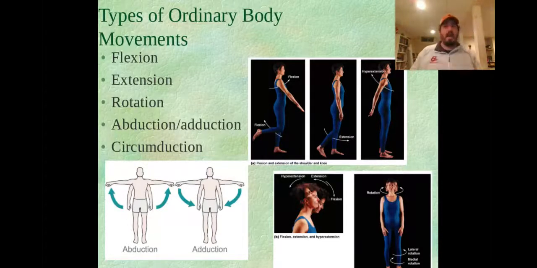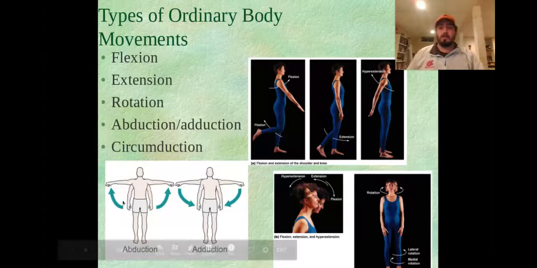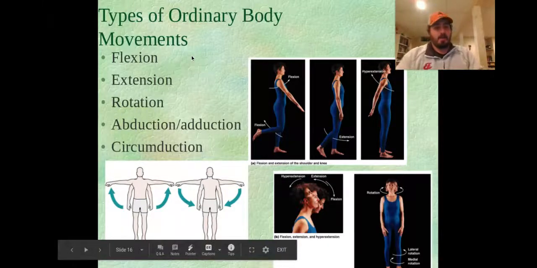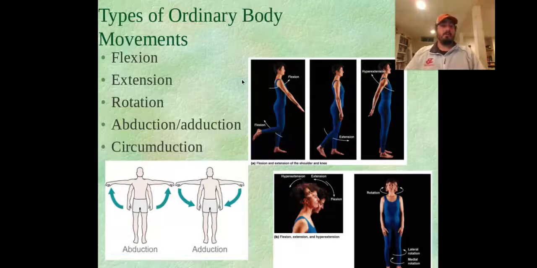Abduction is when you bring something away from your body. Think about, I'm being abducted, like in the movie Taken. I'm being taken away. So you see the arms coming up here away from the body. And then circumduction, that's for a really freely movable joint like our shoulder, where we could do these big circles. That would be circumduction. So those are some of our movements.